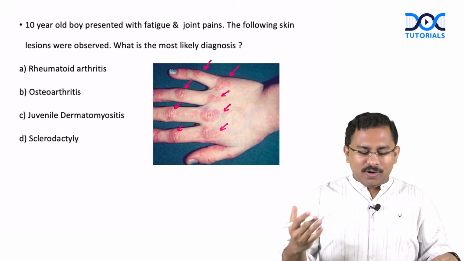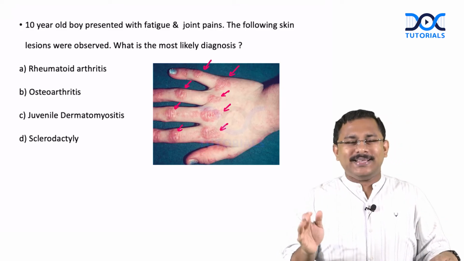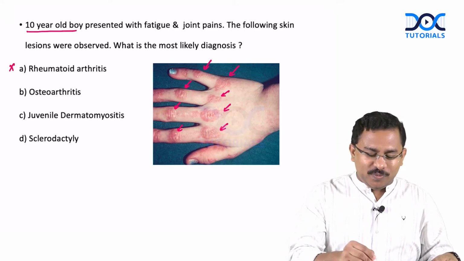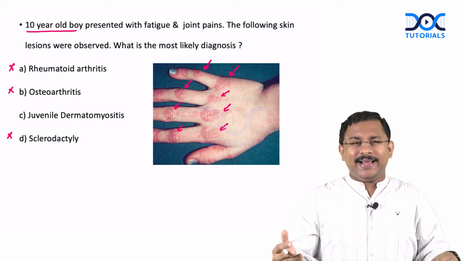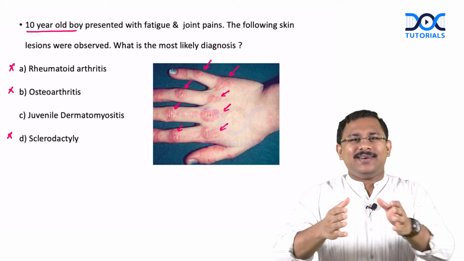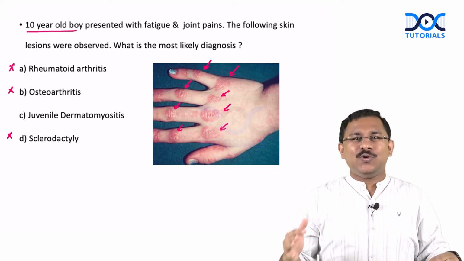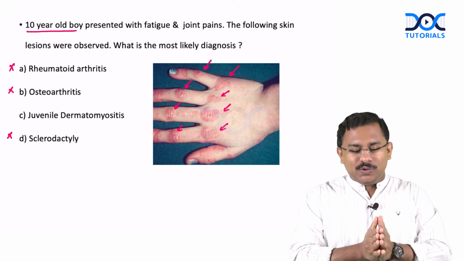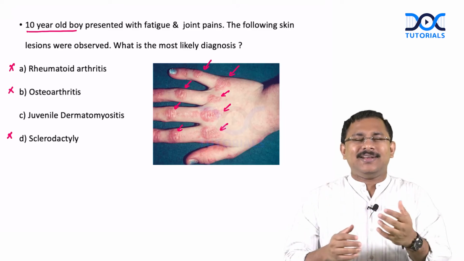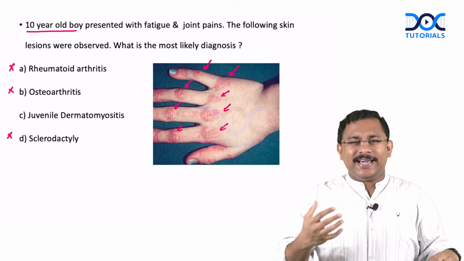The options are rheumatoid, osteoarthritis, juvenile dermatomyositis and sclerodactyly. Well, if you just have common sense, you are dealing with a 10-year-old boy, so that almost excludes rheumatoid arthritis, osteoarthritis and even sclerodactyly. Dermatomyositis can occur in adults, but juvenile dermatomyositis occurs in the juvenile age group. It is often associated with non-specific features like fatigue, malaise, some muscle weakness, and rash.